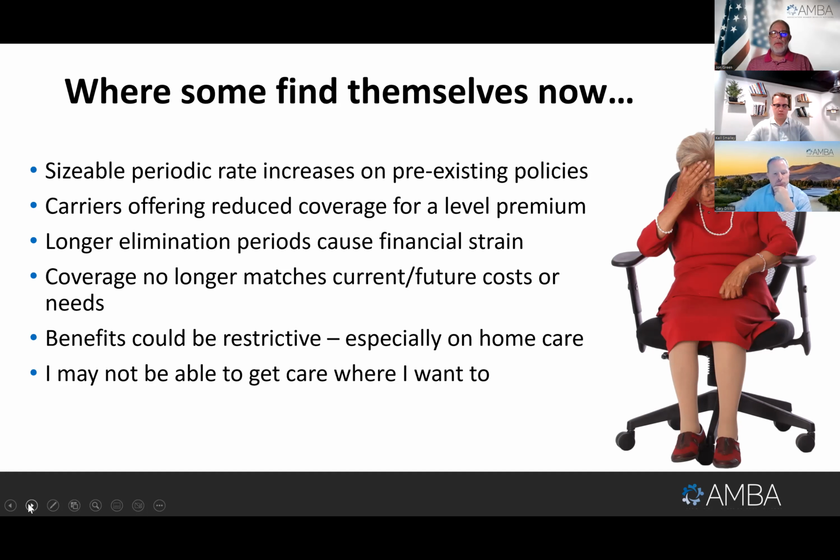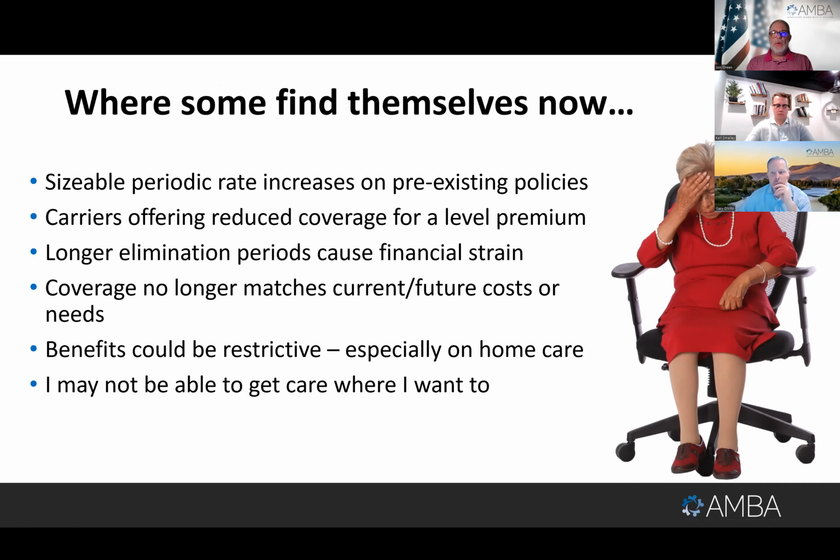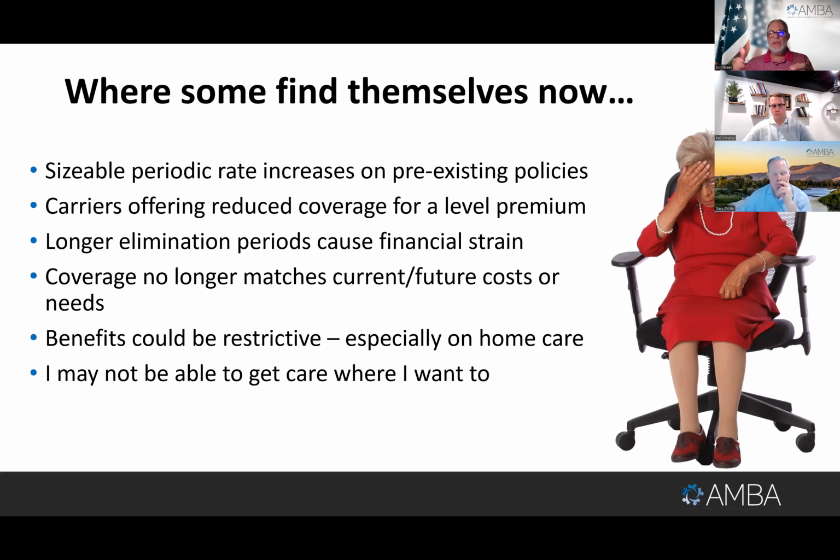And then there are some policy options that people were sharing with us and they say, I missed some options that the company sent out to me. They sent me letters saying I could increase my coverage. Do I have any options? That type of thing. Some older policies were very restrictive on home care, or they had less coverage for home care, and you're just now realizing that. And so people aren't able to get the care where they want to.